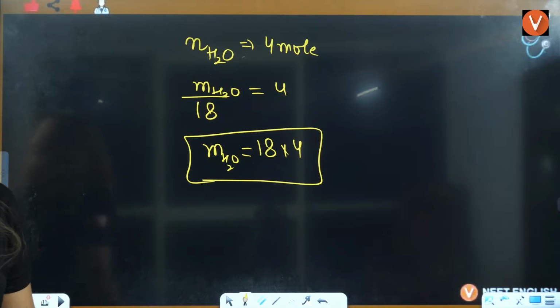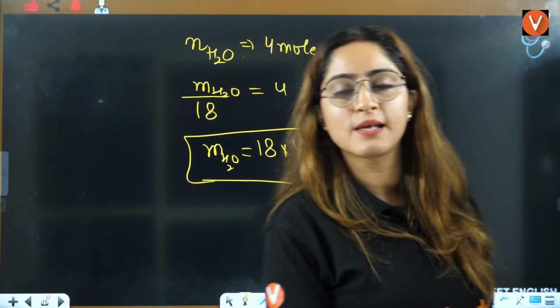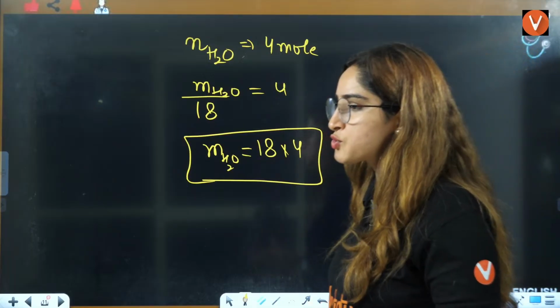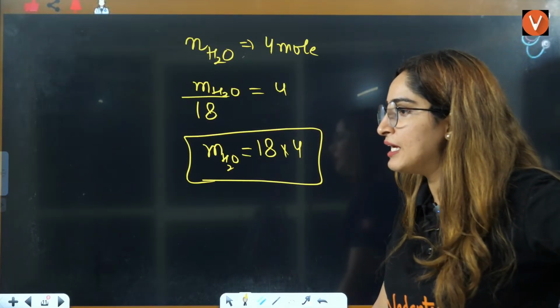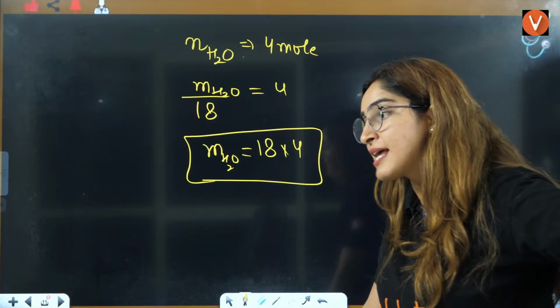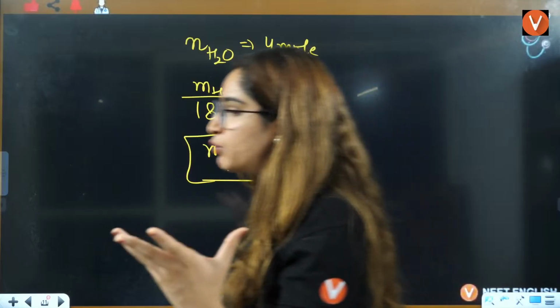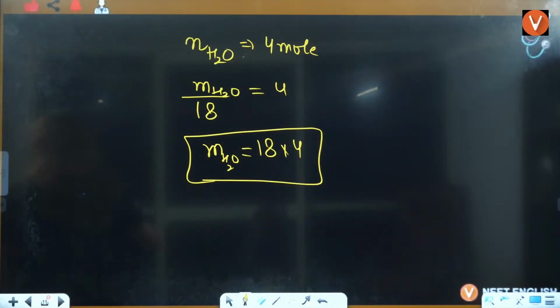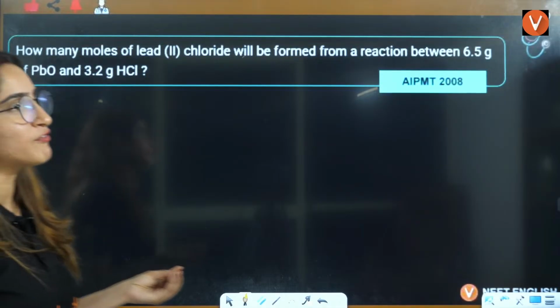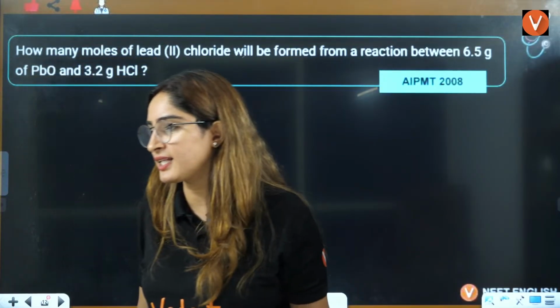Everyone, is that clear? How we are going to do this? Right? So the answer is going to be 72 grams, which is your mass of water that is produced in this case. Yes, everyone. Please tell me if that is clear or not. Right? Okay.